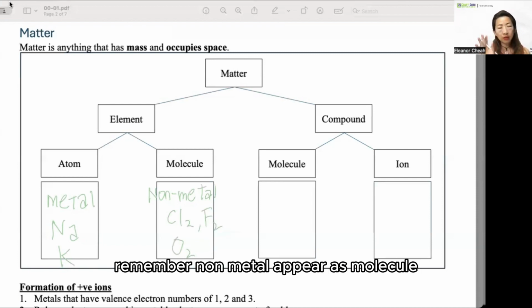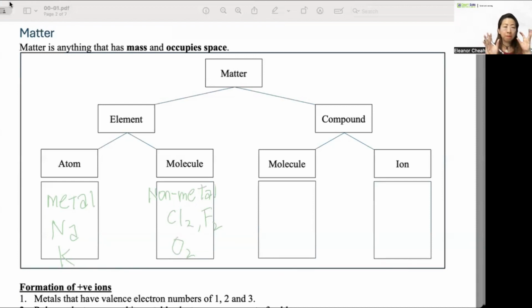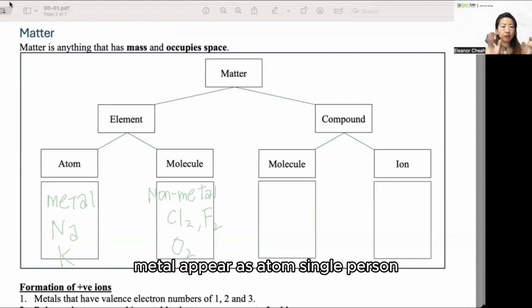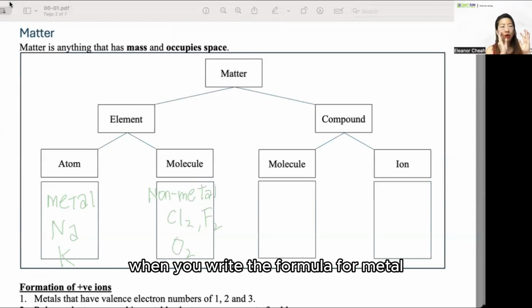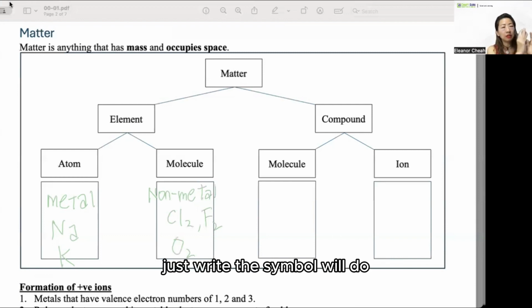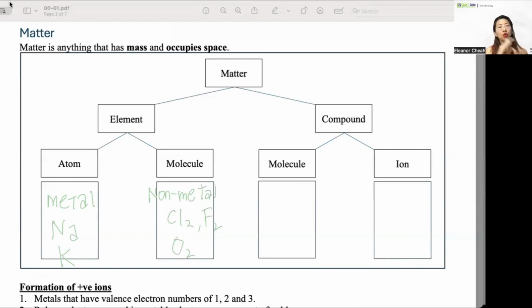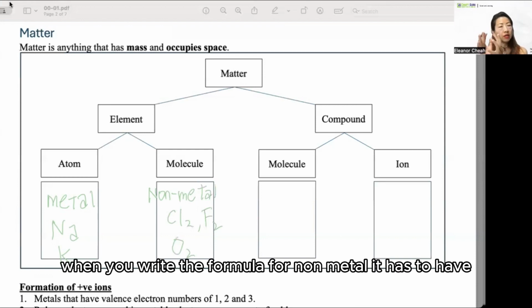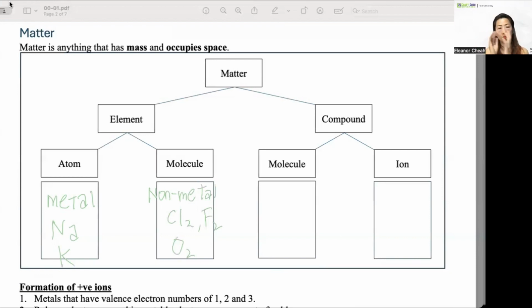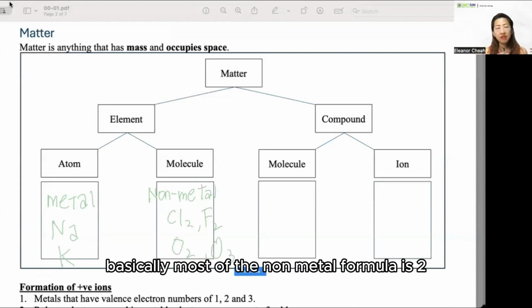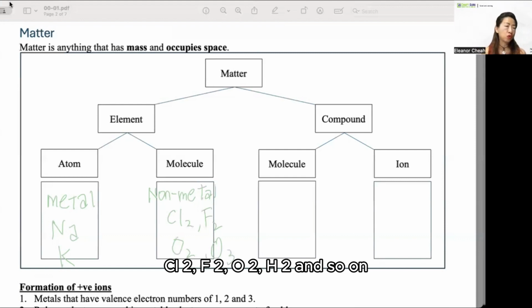Remember, non-metal appears as molecule, metal appears as atom, single person. When you write the formula for metal, just write the symbol and that will do. When you write the formula for non-metal, it has to have 2 or 3. 3, for example, ozone. Ozone is O3. But of course, basically most of the non-metal formulas are 2. Cl2, F2, O2, H2, and so on.